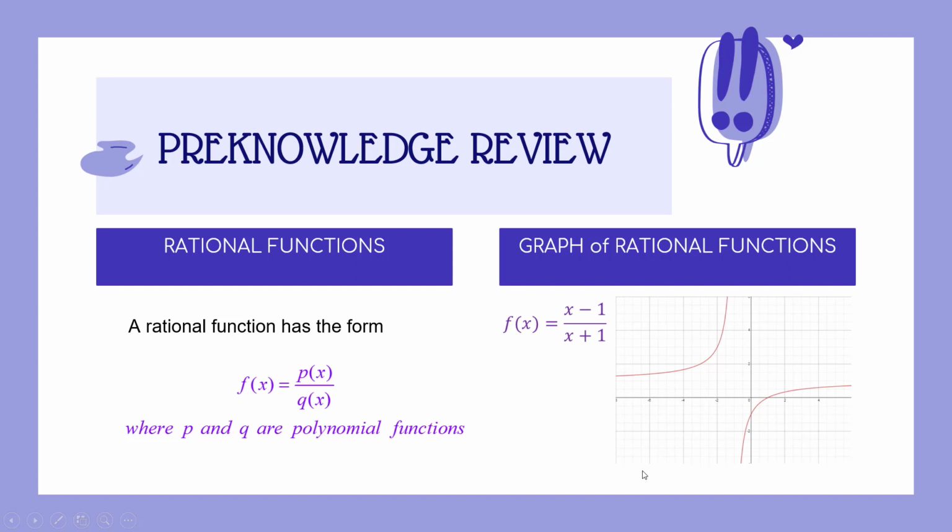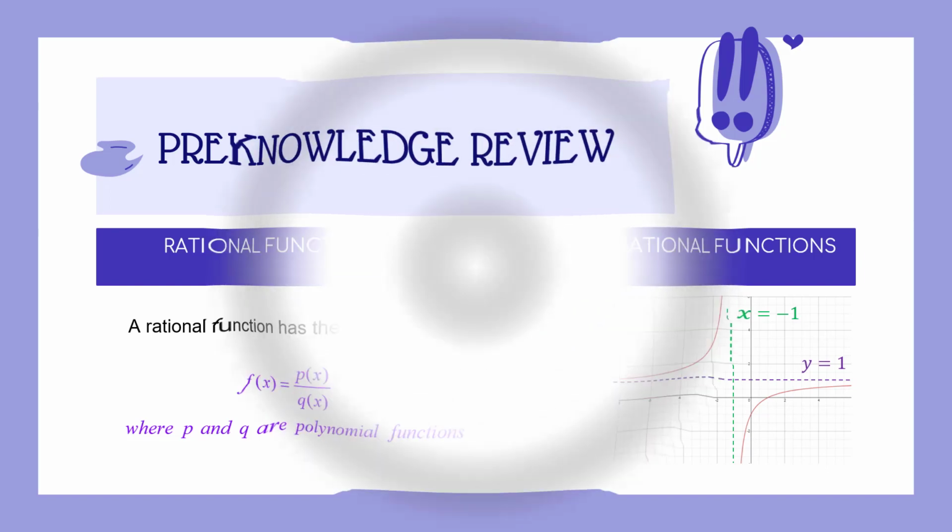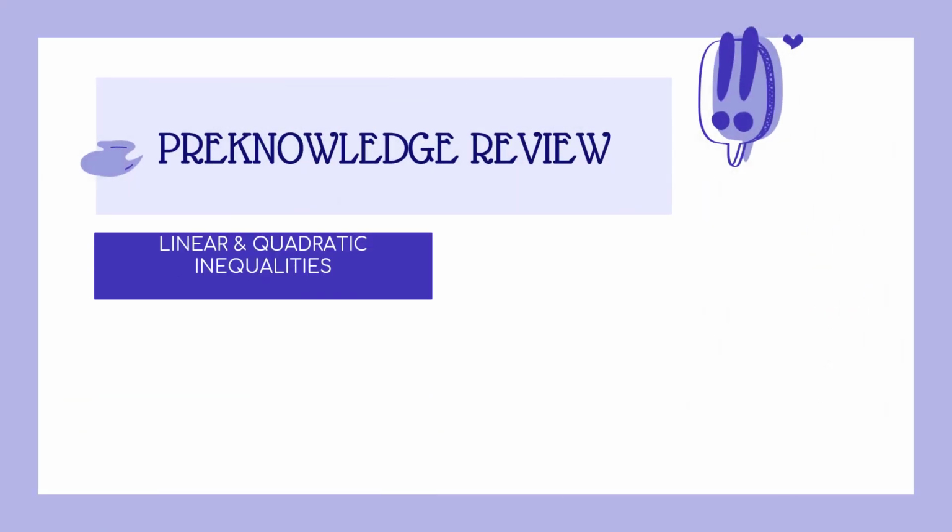Please recall that in this kind of function, you will see a vertical asymptote at x = -1 and a horizontal asymptote at y = 1 for the graph of f(x) = (x - 1)/(x + 1). Another topic that you need to review is linear and quadratic inequalities and how to solve them.